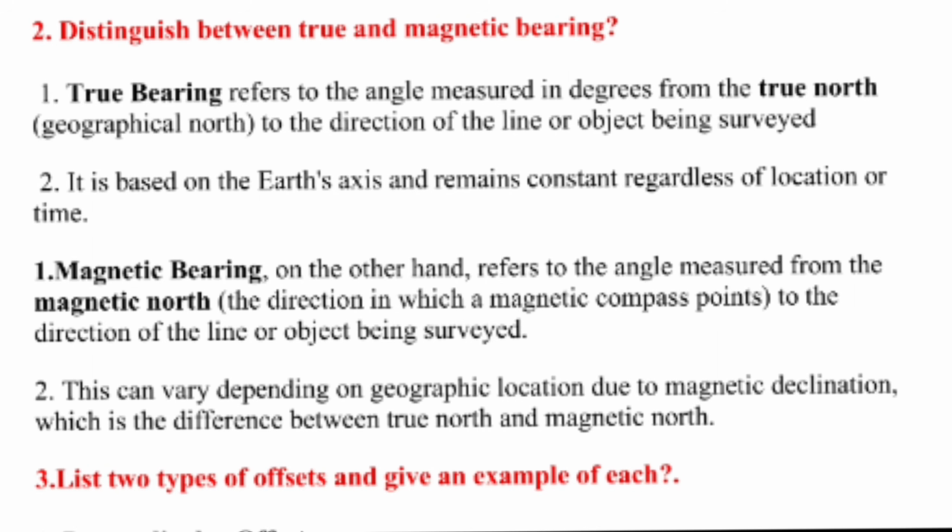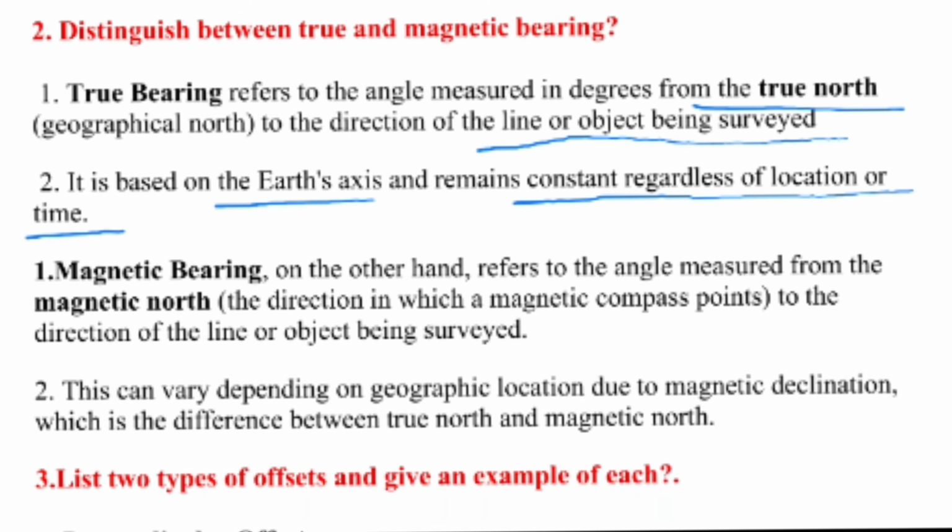The next question is: distinguish between true bearing and magnetic bearing. The true bearing is measured from the north direction. True north is the direction of the line along which you are going to do the surveying. It is based on the earth's axis, so it remains constant every time. This is the true bearing, which we measure from true north.